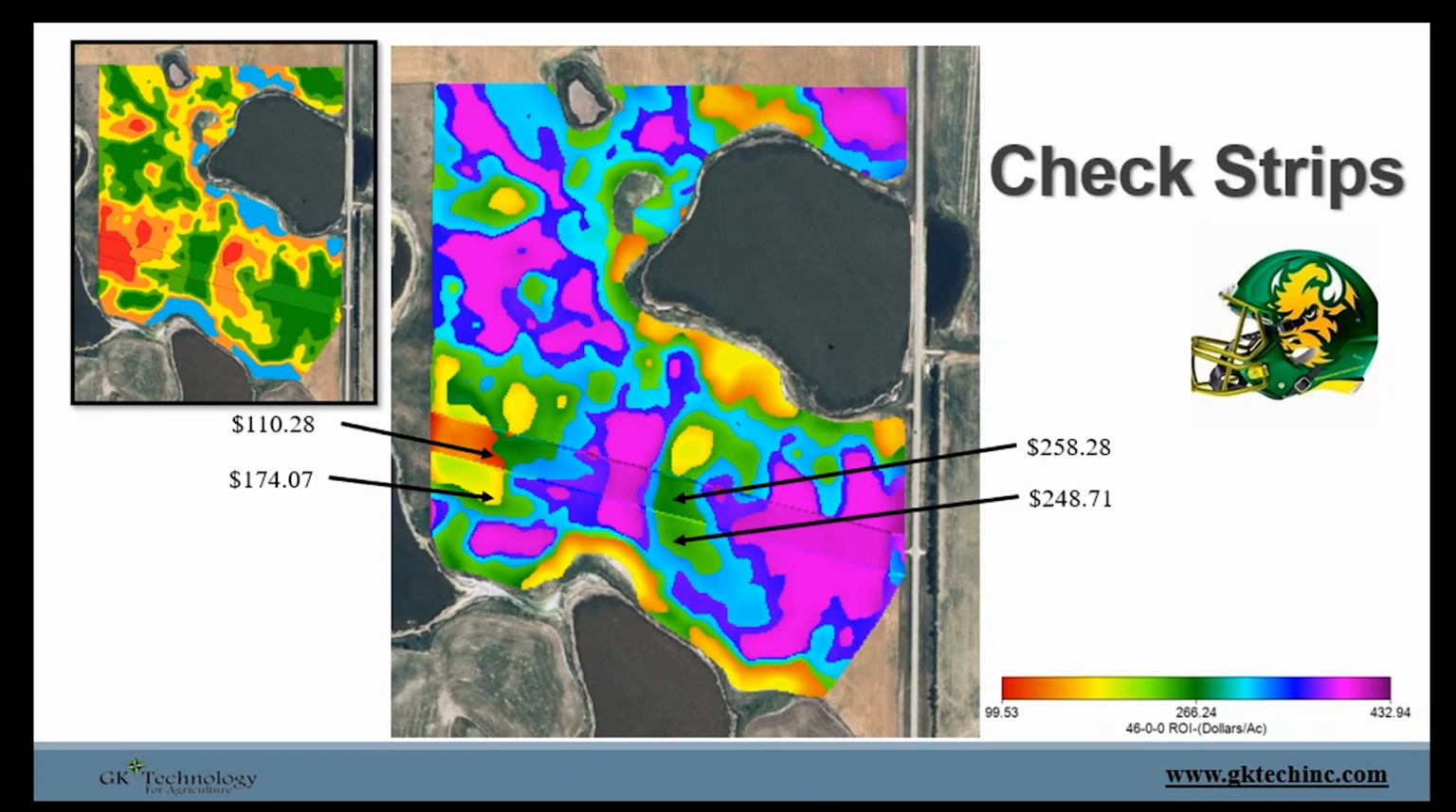And you can use this check strip in any way you want, whether that's from implementing fungicide. If you know where that check strip is, you can glean out that yield data.